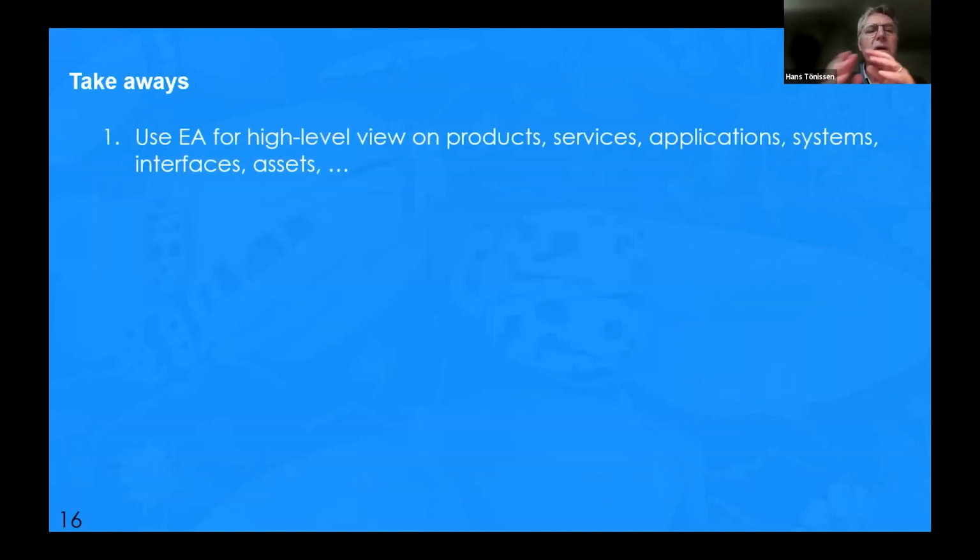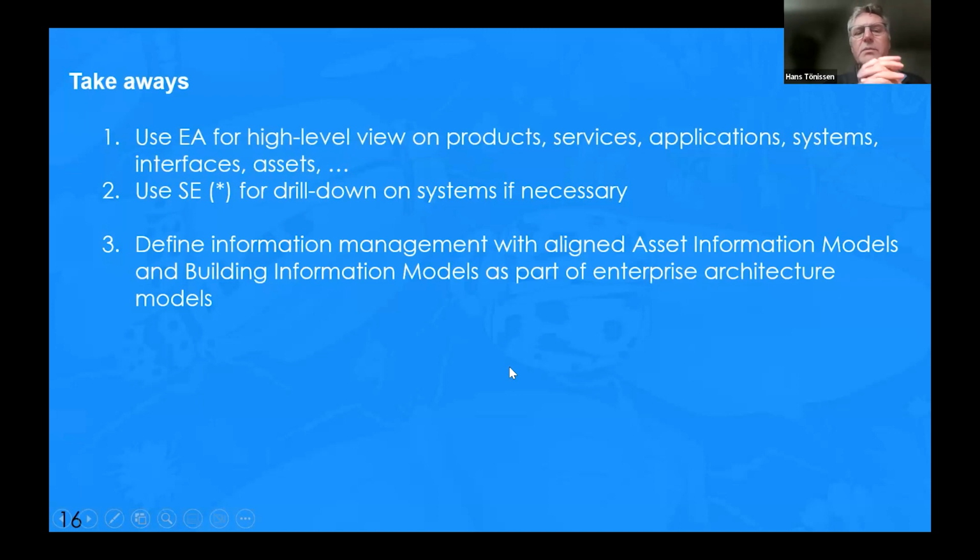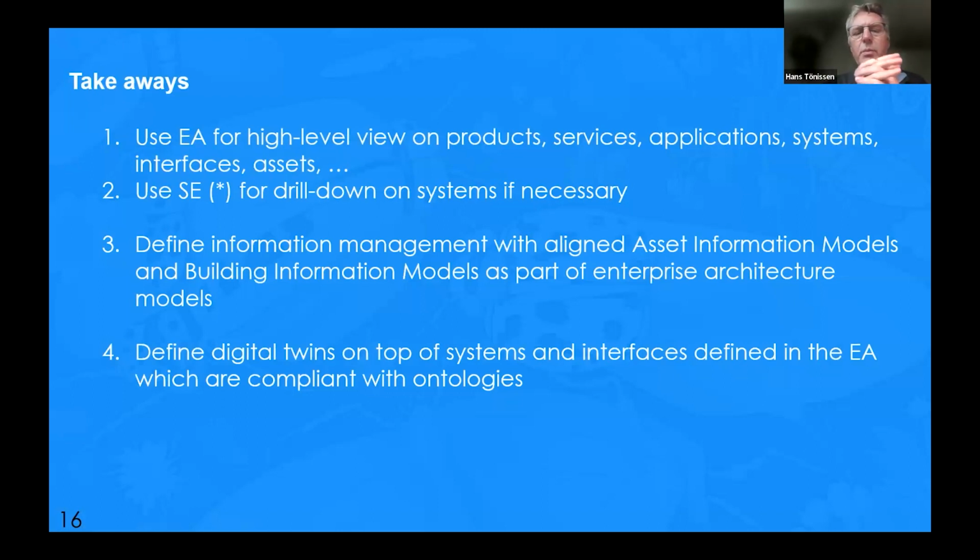The takeaways: use enterprise architecture for a high-level view on products, services, applications, systems, interfaces, assets, etc. Use system engineering for a drill down on systems if necessary. Define information management with aligned asset information models and building information models as part of those enterprise architecture models. Define digital twins on top of these systems and interfaces defined in the enterprise architectures, which are compliant with the ontologies, because all kinds of data come together and you have to understand each other.